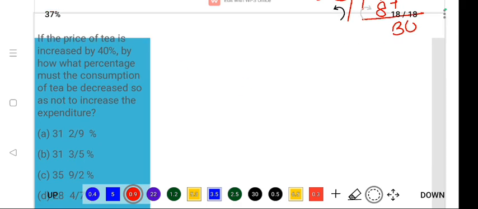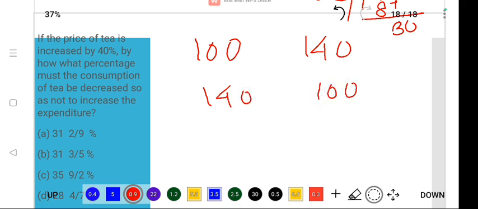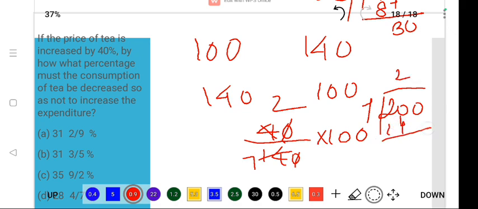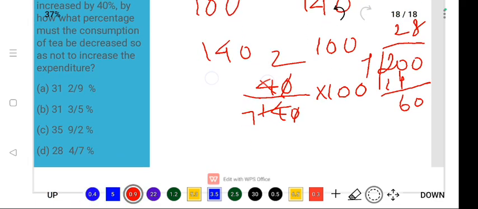So the next sum is: the price of tea is increased by 40%. The price of the tea increased from 100 to 140. The consumption should be reduced from 140 to 100. So how much is reduced? 40 divided by 140 into 100. 2 2s are, 2 7s are 14, so 200 divided by 7. 7 2s are 14. Remainder 6. 7 8s are 56. So the answer is 28 4 by 7.